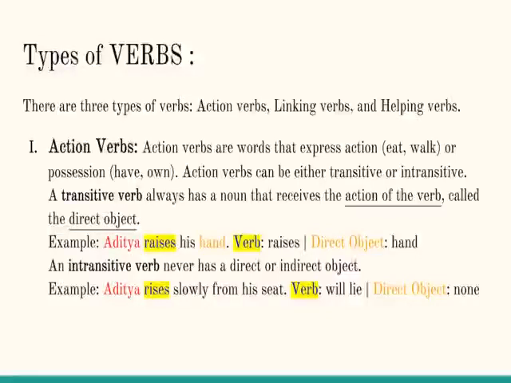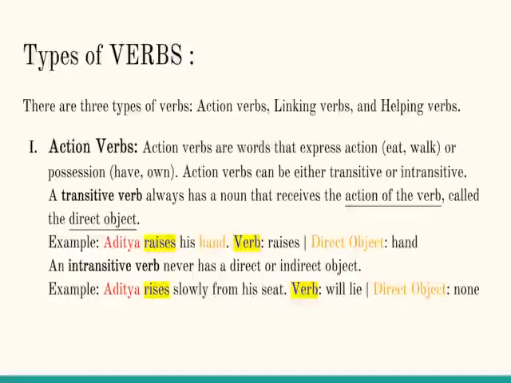Now, action verbs are also divided into two categories: a transitive verb and an intransitive verb. A transitive verb is always related to a noun that receives the action of the verb. So, for example, Aditya raises his hand. So, Aditya is subject, raises is the verb. Now, hand here is the direct object. So, when we ask ourselves, what is Aditya raising? Aditya is raising his hand. We are able to answer such questions. So, such a verb is called a transitive verb.